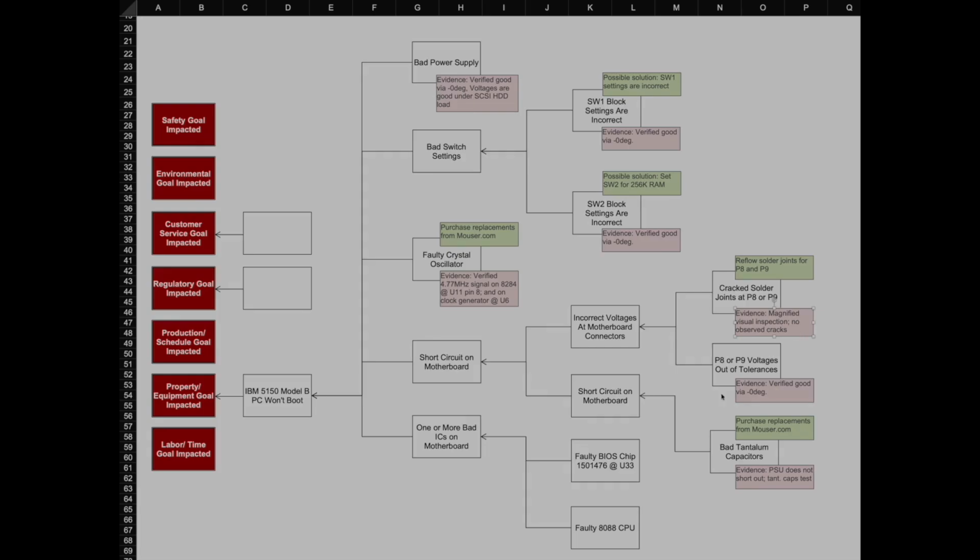So when we come down here, we say, well, the P8, P9 voltages could be out of tolerance when the power supply is connecting to the motherboard, and that's enough load to generate for the power supply to keep going.